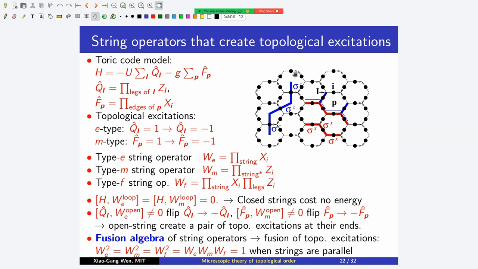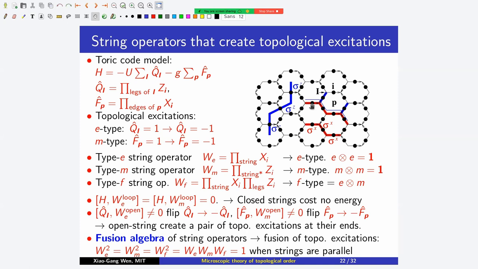So those topological excitations are created by strings. This is maybe a general structure. We say that this red string operator creates this type E particle. Then the string on the dual lattice, the Z string operator, creates this M particle. And then we can have a combination of two strings, the bound two strings, which basically is a red string plus its framing.